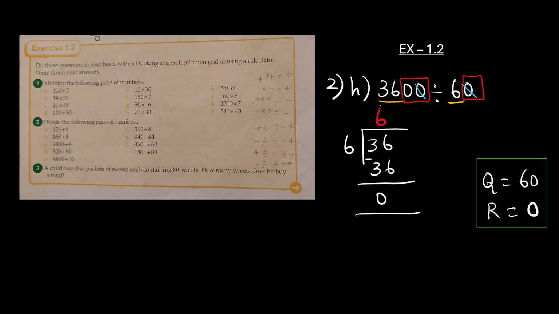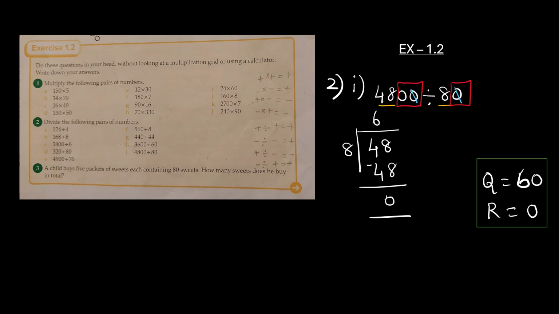H sum is 3600 divided by 60. First we do 36 by 6. How many 6 makes 36? 6. So 6 times 6 equals 36. Now 36 minus 36 equals 0. Now we have to cancel 1 zero. So there is 1 zero left. We have to add that 0 to our answer. Quotient is 60. Remainder is 0.